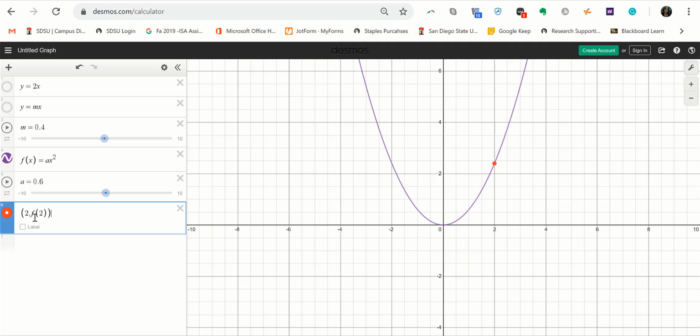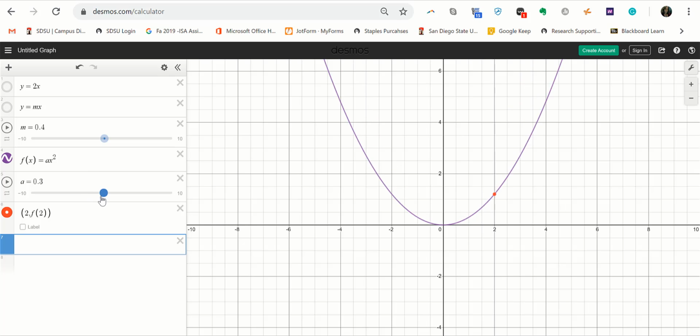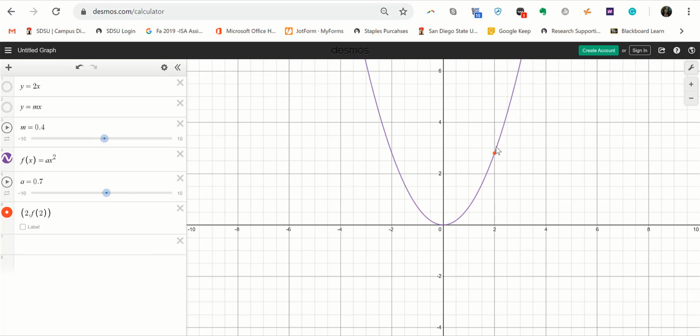Notice that this is exactly like the normal nomenclature that you would use. Now you can see that here's the point 2 comma f of 2. So now as I move the a parameter here, you can see that what's really happening is actually that it's not getting fatter or skinnier per se. What's happening is that the y values, see, the x value isn't changing.